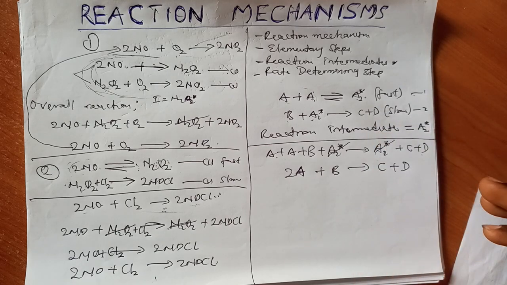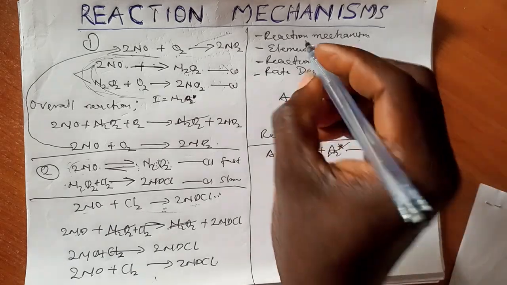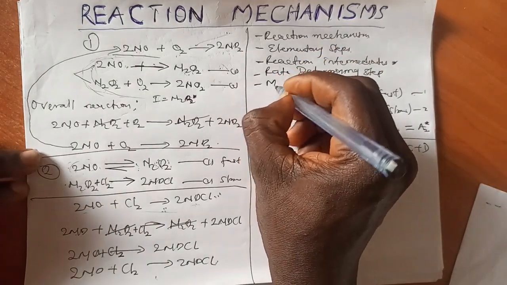So that is how you go about writing your overall reaction, and also determining the reaction intermediate. And there's also another thing you must know. It's called the molecularity of a reaction.